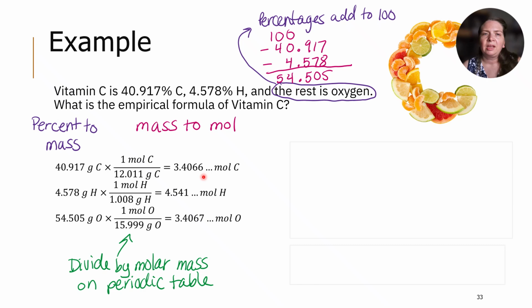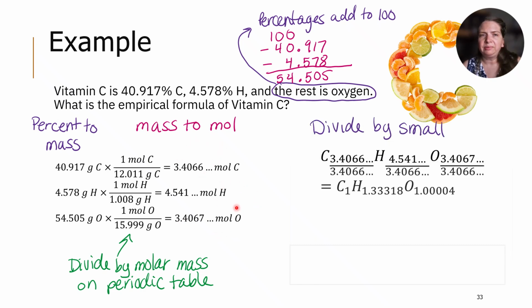Comparing all of these mole values, the smallest mole value is 3.4066. Dividing each of these values by that smallest mole value gives us 1 carbon, hydrogen 1.33318, and oxygen 1.00004.